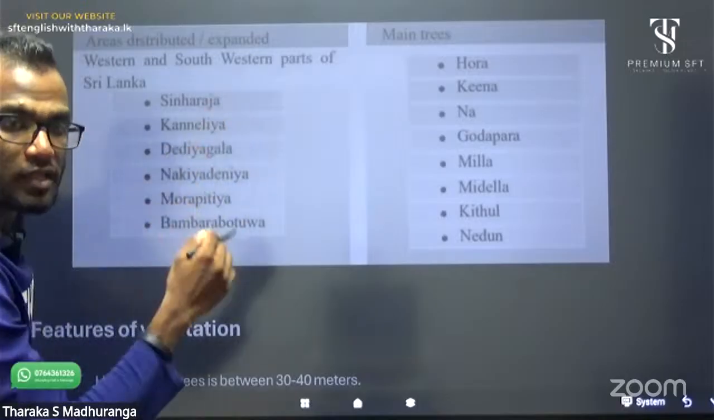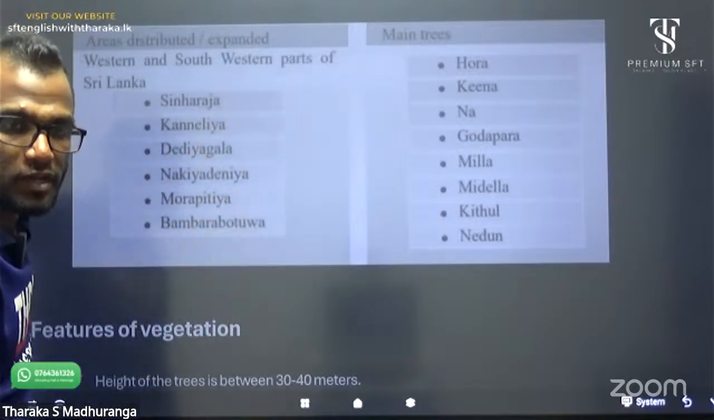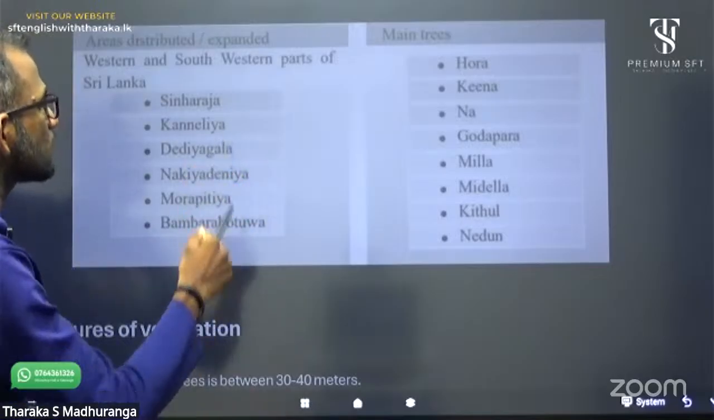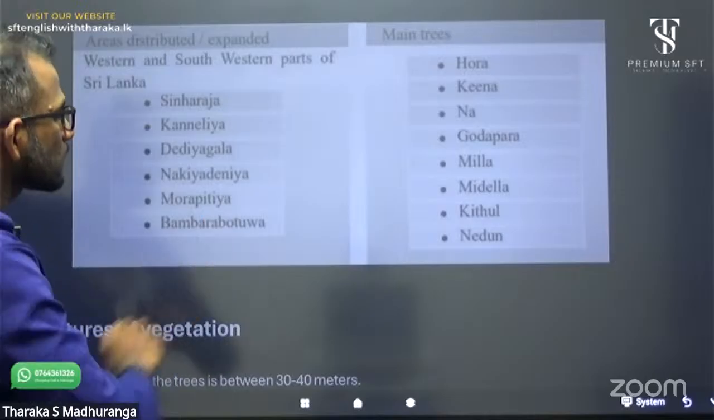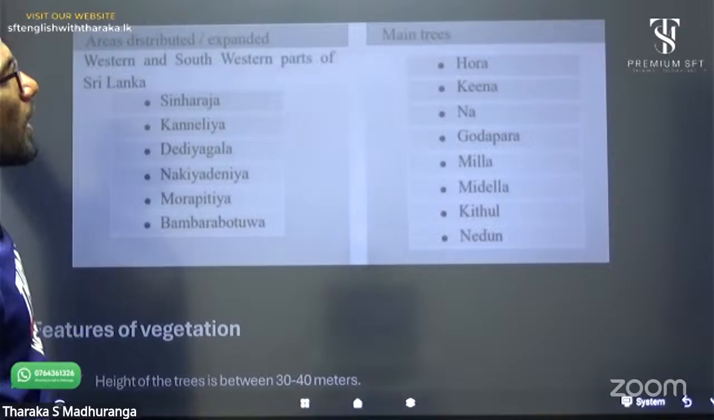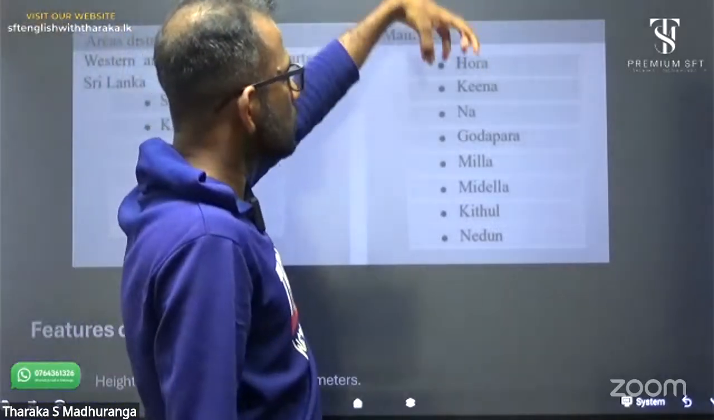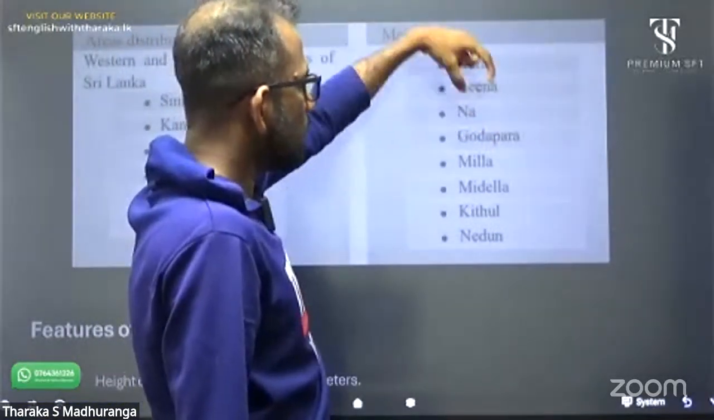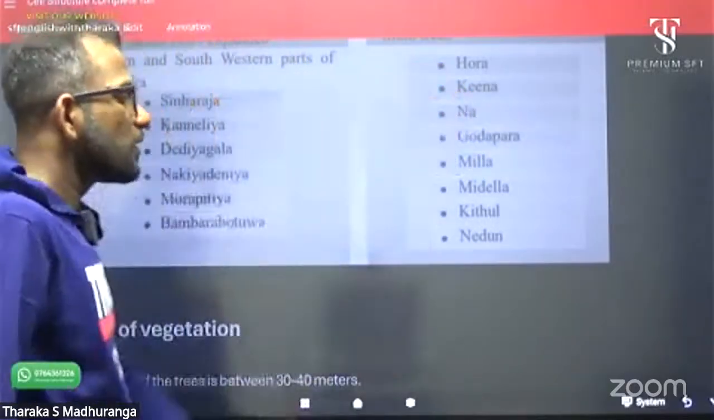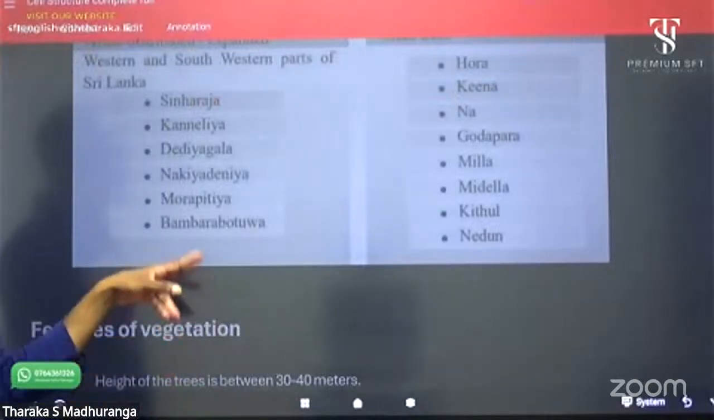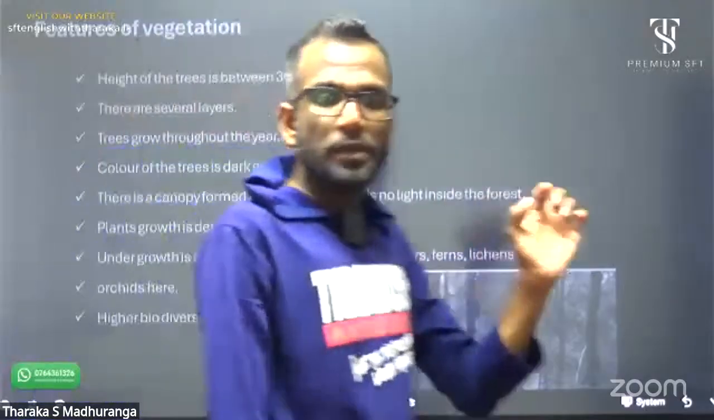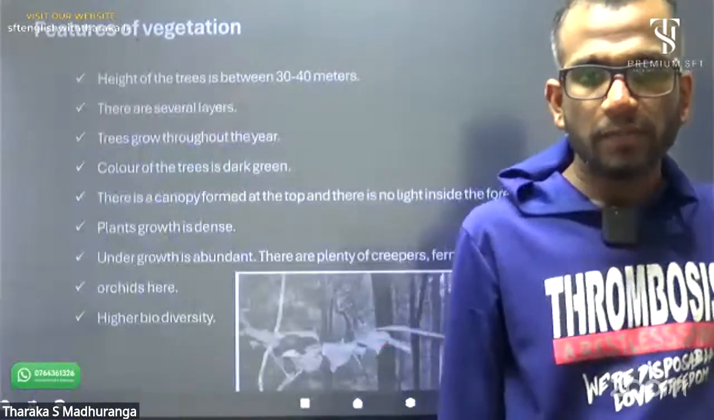Sinharaja and Kanneliya are the main tropical wet evergreen forests of Sri Lanka, right? Additionally, Dediyagala, Nakiyadeniya, Morapitiya, Bambarabotuwa. And the main plants are Hora, Keena, Na, Godapara, Mal, Midella, Kitul, and Nadun. Okay, they are the main plants, the characteristic of tropical wet evergreen forest.